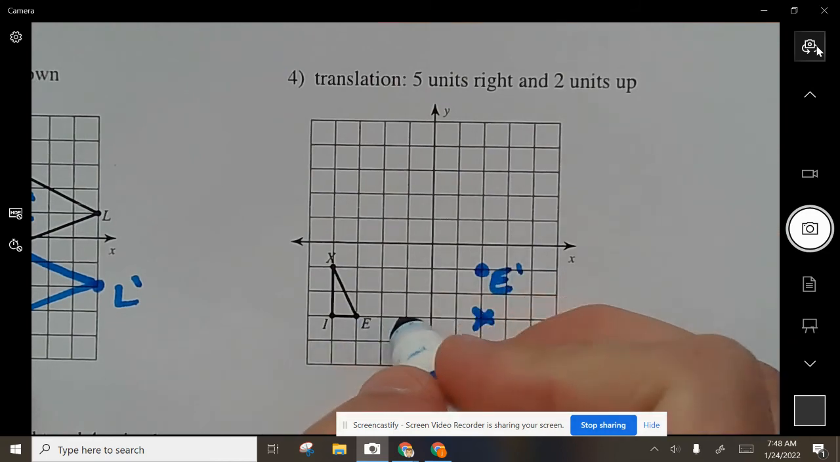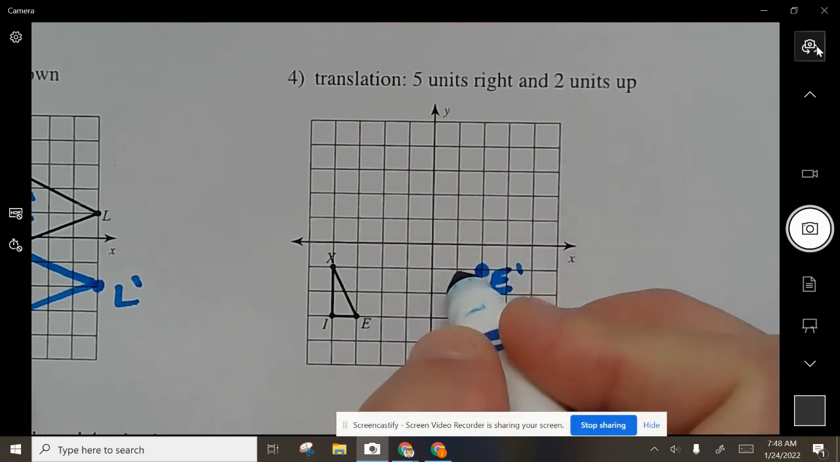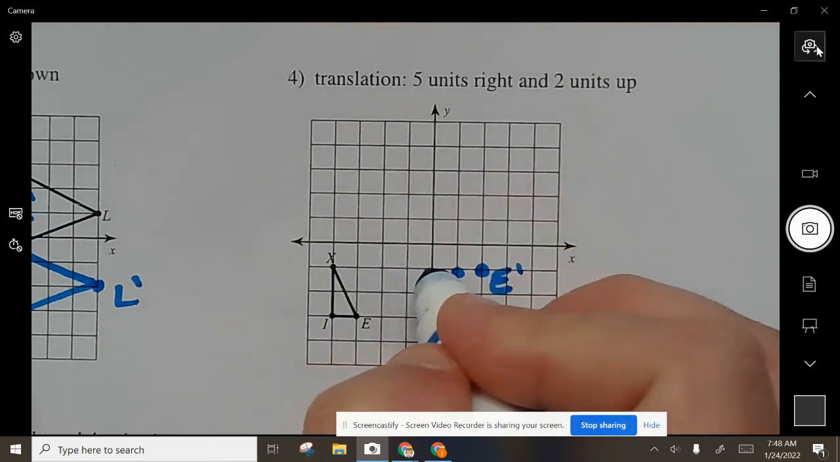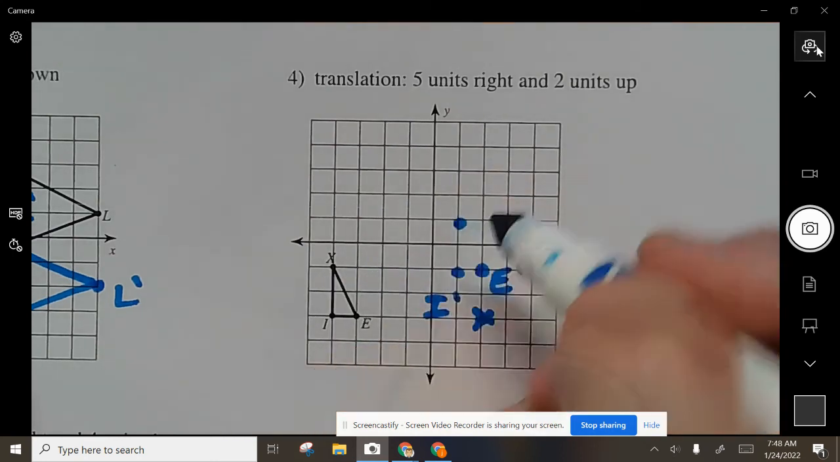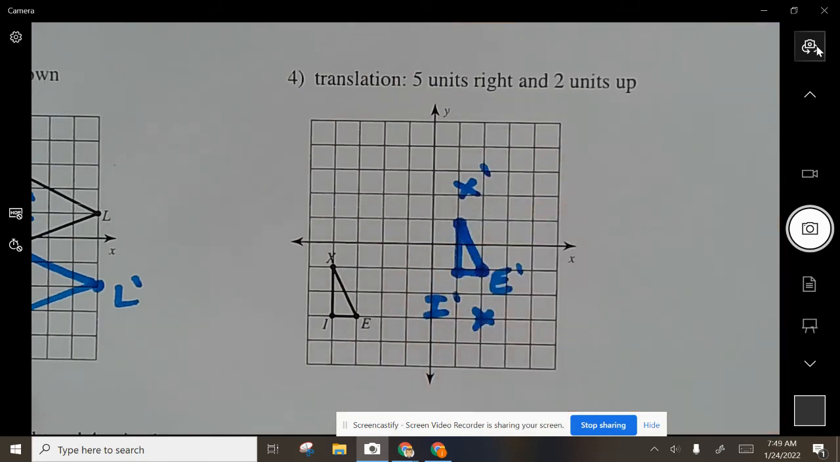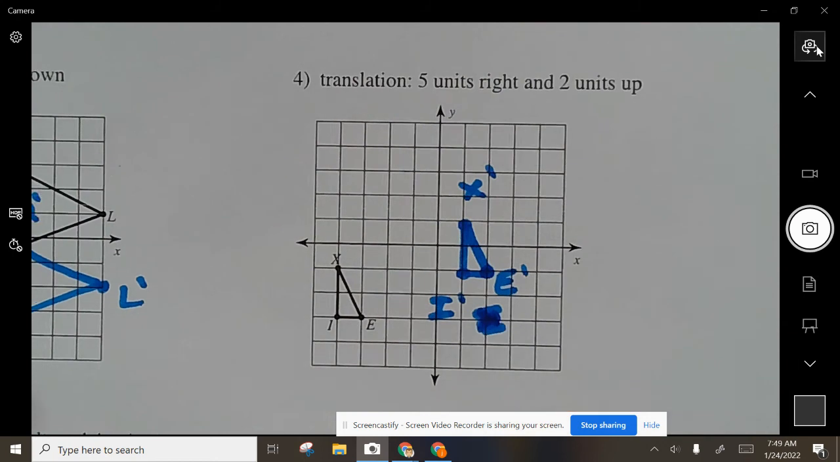See, Mr. Russo can make mistakes too sometimes. 1, 2, 3, 4, 5, 2 up. Notice the triangle must still be the same size. If it's not the same size, you did something wrong. And that was a mess up too, so don't even look at that. All right, let's keep it going.